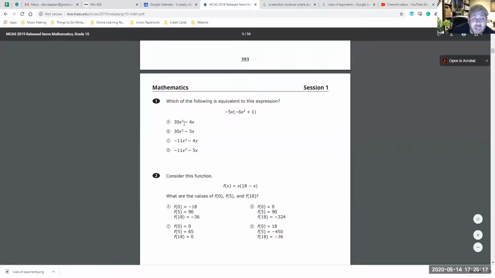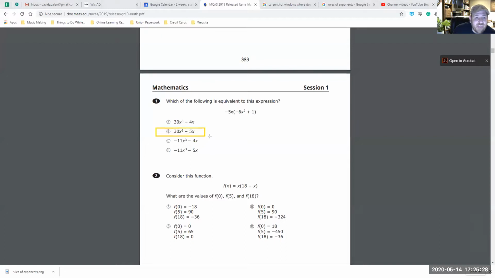Let's go back to our answer sheet and see if that was one of the choices. Spoiler alert, I know it was one of the choices, but I'm going to go back anyway. I'm going to look at it here, and you're going to see that 30x to the third minus 5x is indeed one of the answers. It's that answer right there. So it would be B. So you would confidently put B down as your answer for this question because you now have an understanding of the rules of exponents and the distributive property.